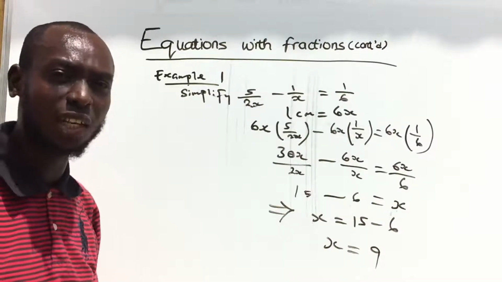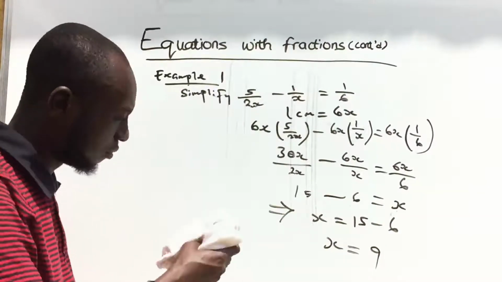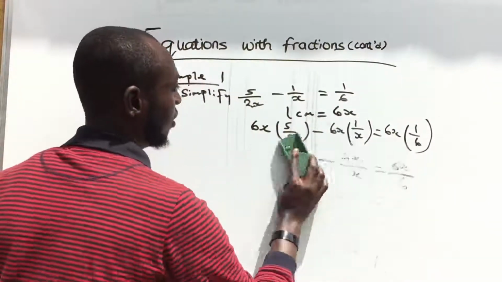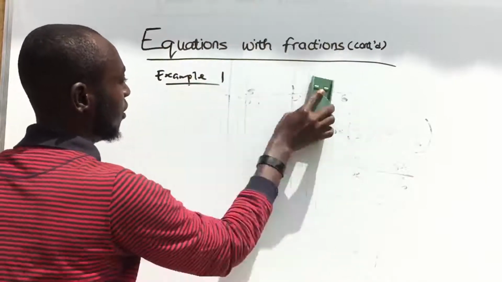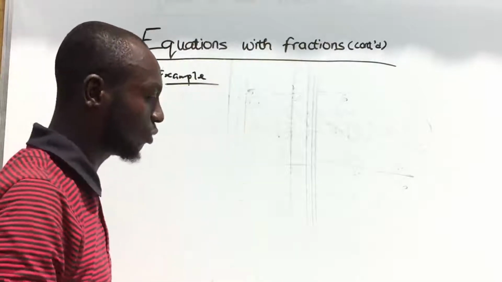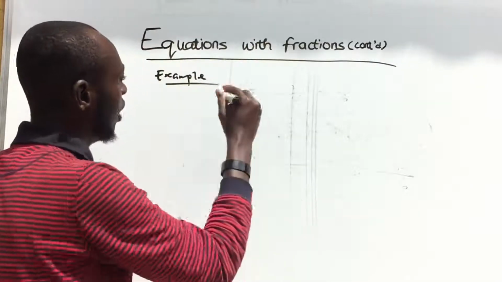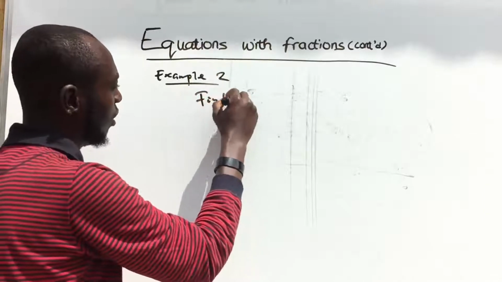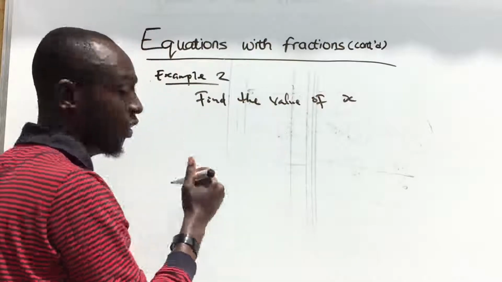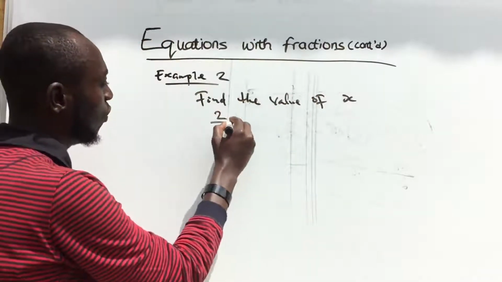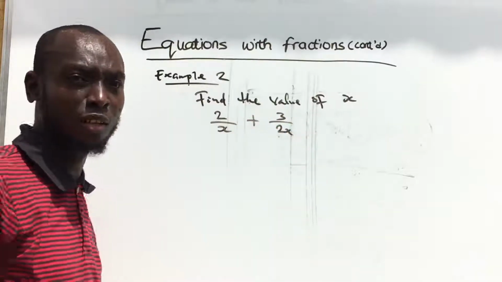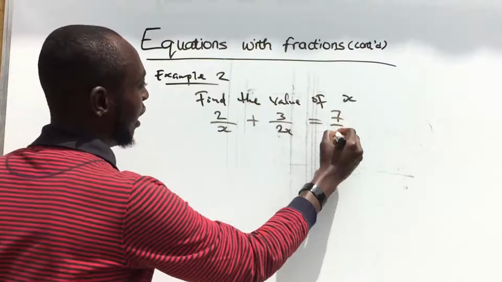So let's look at other examples. Now let's look at example 2. We are given to find the value of s in this equation: 2 over s plus 3 over 2s equals 7 over 8.